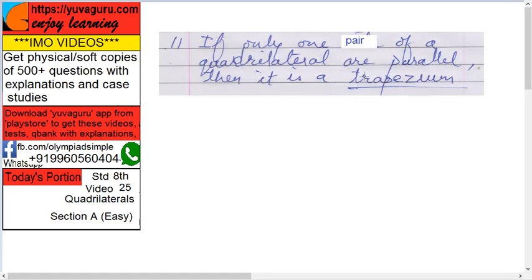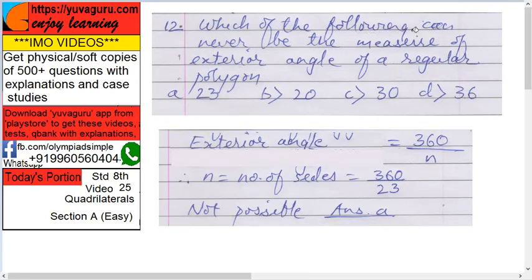Trapezoid would be given? Never both. Generally trapezium is given. Which of the following can never be the measure of exterior angle of a regular polygon? You can check my earlier videos 23-24. The formula for exterior angle of a polygon is given. Exterior angle of a polygon is 360 upon n, where n is number of sides.